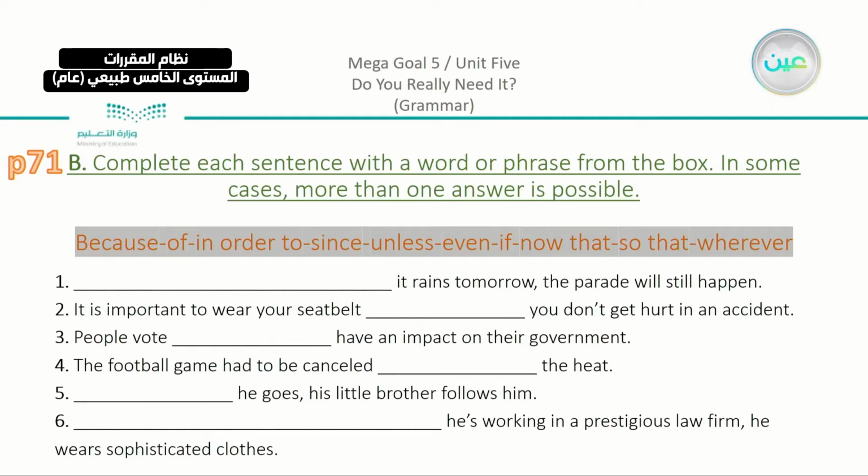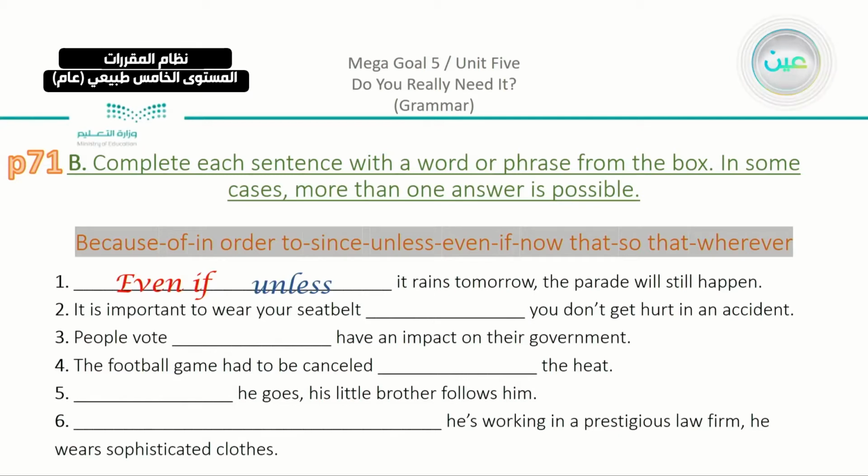So we have here the first one. There's raining, there's a parade that will be happening. Here you can give 2 meanings, which means that I can use 2 conjunctions. You can say either, even if it rains tomorrow, the parade will still happen. And you can also say, unless it rains tomorrow, the parade will still happen. So here you can see there are different meanings.